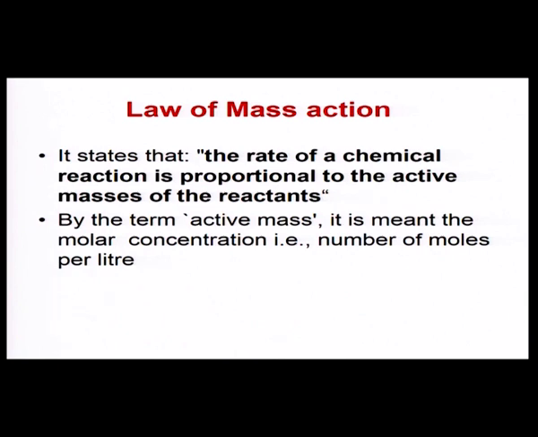And chemical equilibrium is governed by the law of mass action, which states that the rate of a chemical reaction is proportional to the active masses of the reactants. This is the law of mass action which governs chemical equilibrium. The rate of a particular chemical reaction is proportional to the active masses of reactants. So, the term active mass in chemical equations means the molar concentration, that is the number of moles per liter, in which they actively take part in a particular chemical reaction.